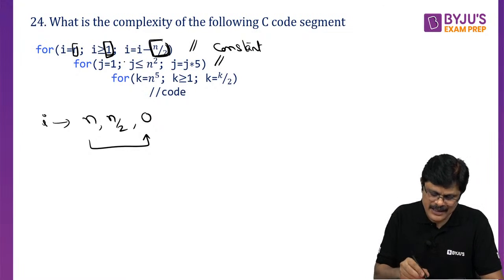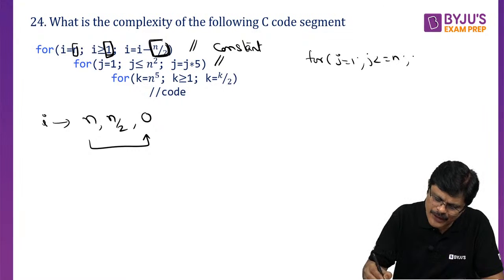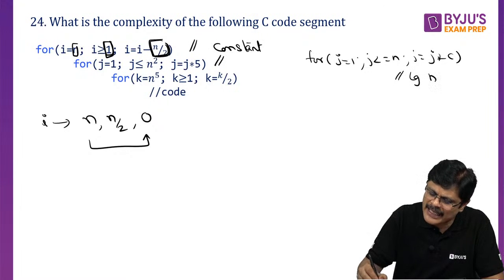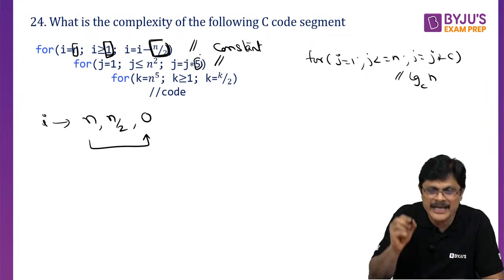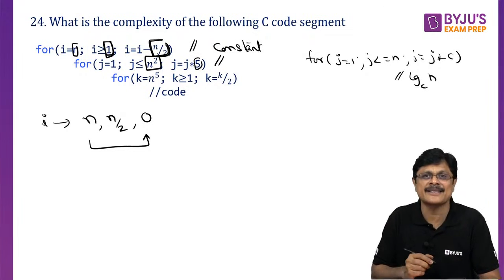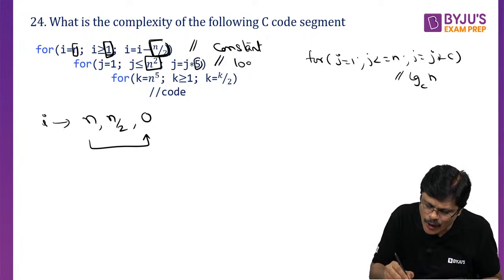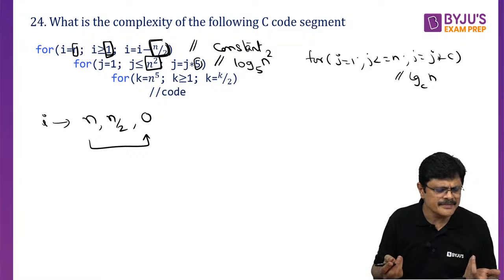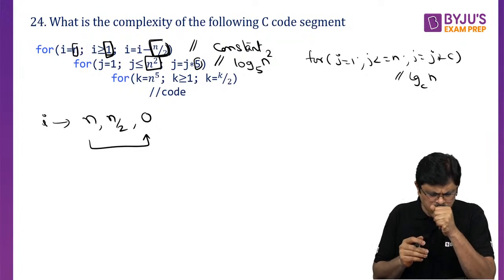Now the second loop. As I told you, our rule is simple: j equals 1, j less than or equal to n, j equals j into constant, any constant. It will iterate log n times to the base C. If it is C, base C. But here it is 5, so base 5. And what is the term at the n place? It is n square. So this will be log n square to the base 5. Nothing more than that. Good, Tushar. Wonderful.